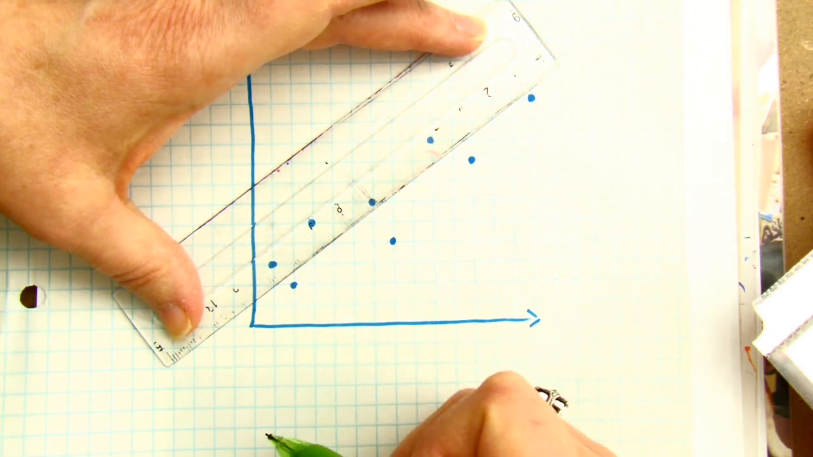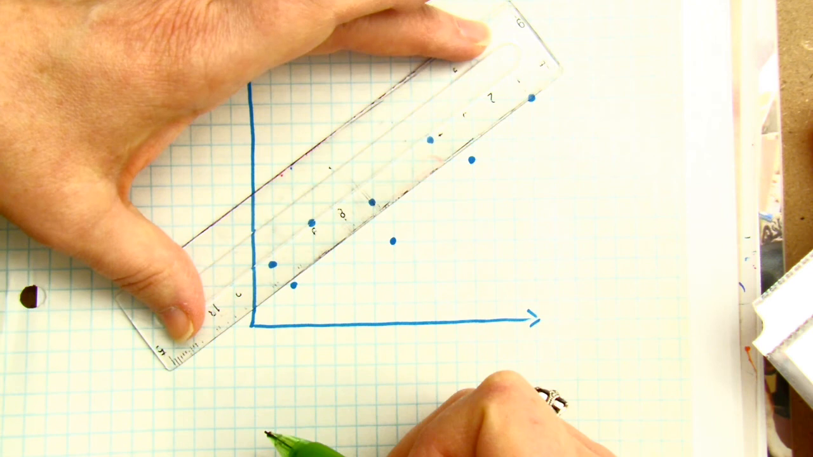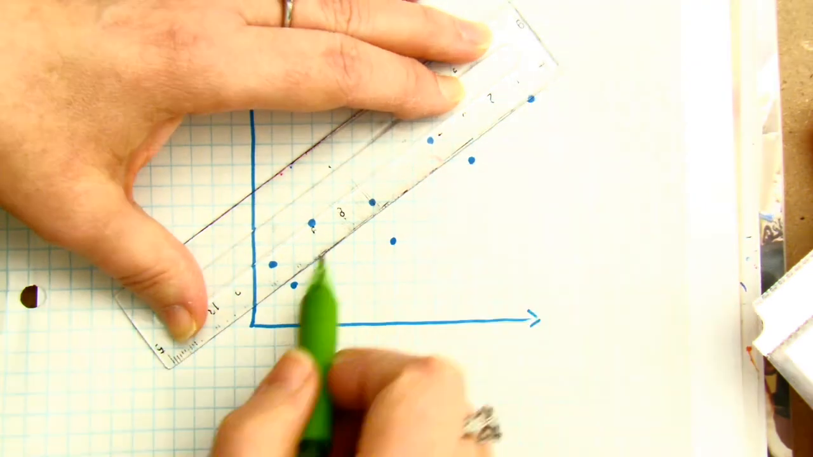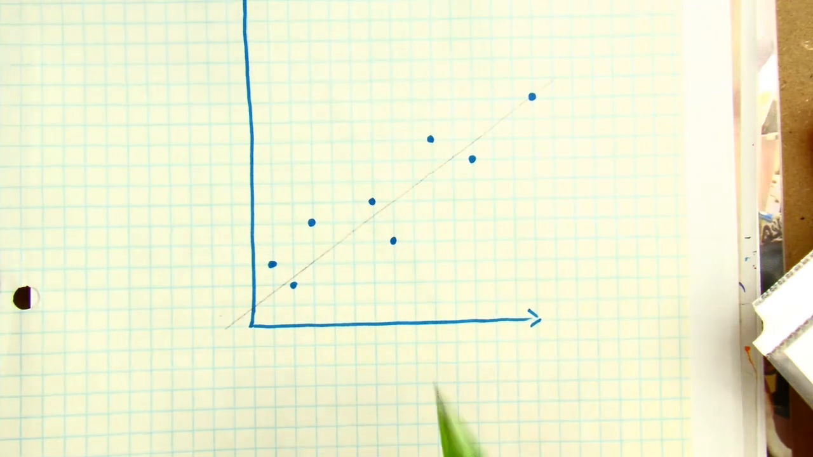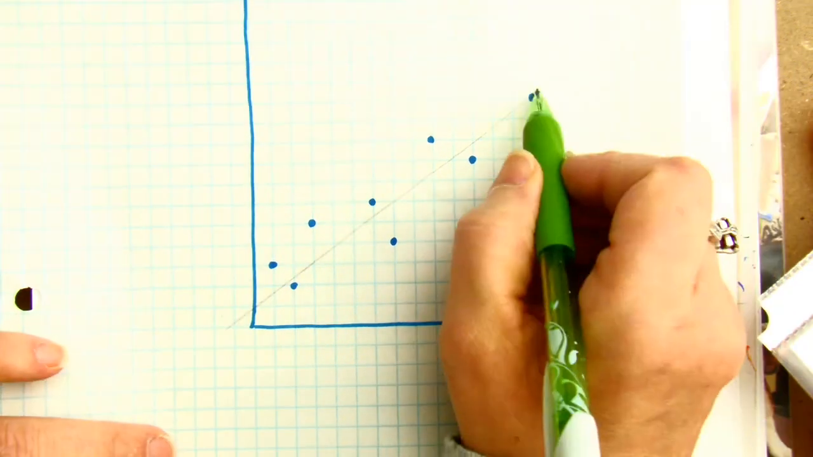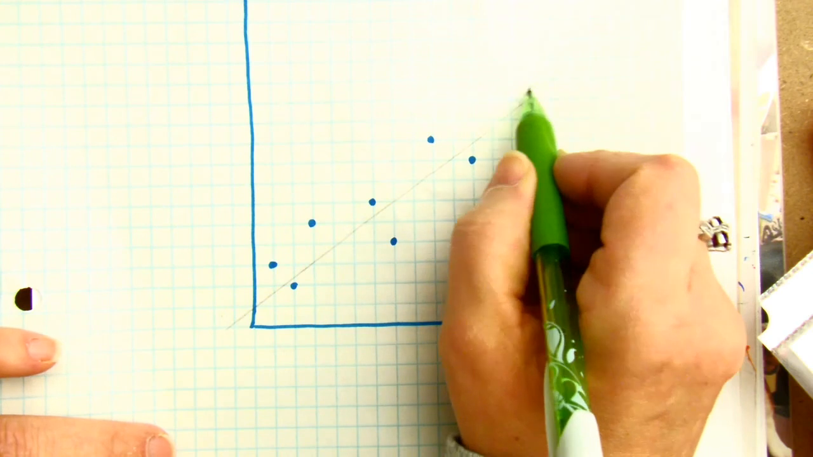So maybe I'll slide it this way a little bit. And I'm going to draw a line that goes through my data. So for me, that's what I'm estimating the line of best fit for this scatter plot to be. Now, when you do this by hand, you need to choose 2 points that are on the line. It just so happens that this point does appear to be on my line, so I'm going to circle it.